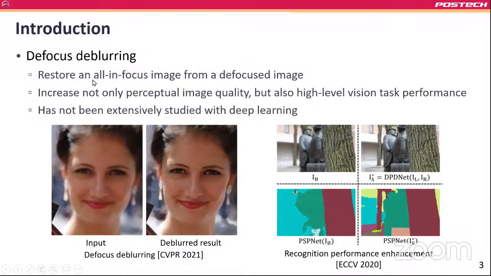Defocus deblurring means that we want to restore an all-in-focus image from a defocused image. Here, obviously this is better than this one. This defocus deblurring can also help some image recognition tasks. For example, you can see this segmentation is much better when the input has been defocus deblurred. But there has not been a lot of research on defocus deblurring using deep learning.